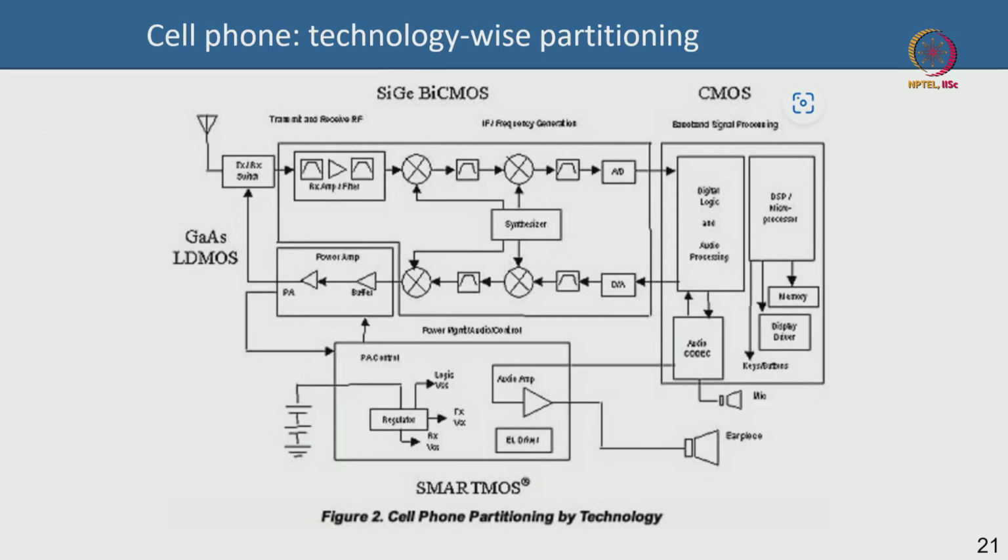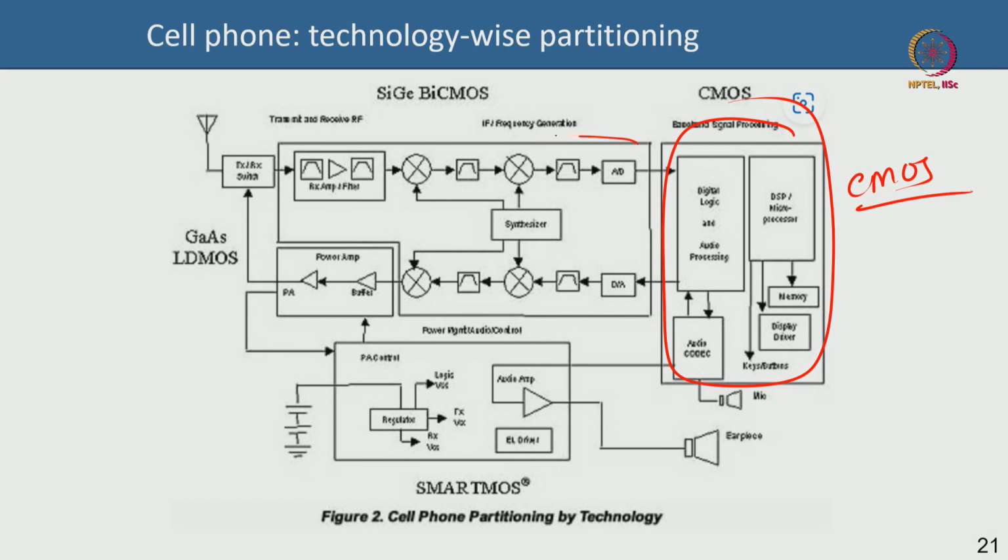Now if I do a technology wise partitioning of the inside of the cell phone, this is a smartphone, a handheld gadget, and this need not be universal. Different companies could have different splits, but all the digital logic, memory, processing, everything is on CMOS, of course, no questions asked, everybody knows that.